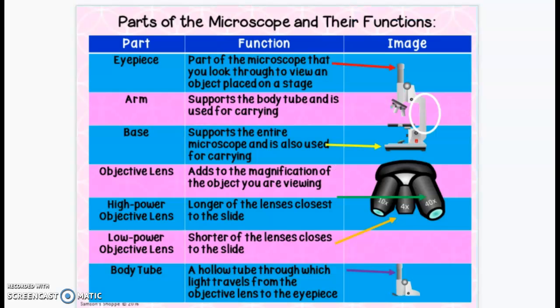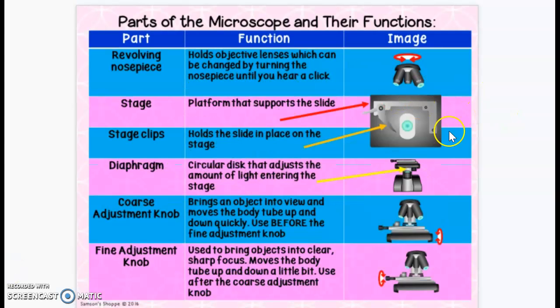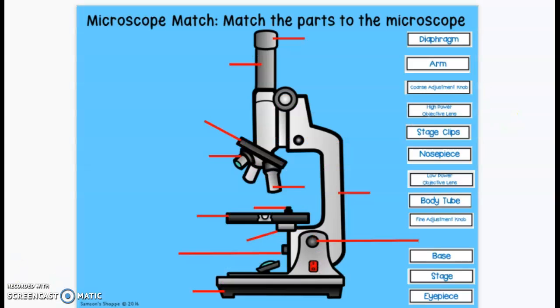Here's where it gets fun. Parts of the microscope and their functions. This is going to be telling you where every part of the microscope is, and you need to know these for a later slide, this slide. So I would go back and forth and then label these by going back and forth and looking at the previous 2 slides to help you label each of these correctly.